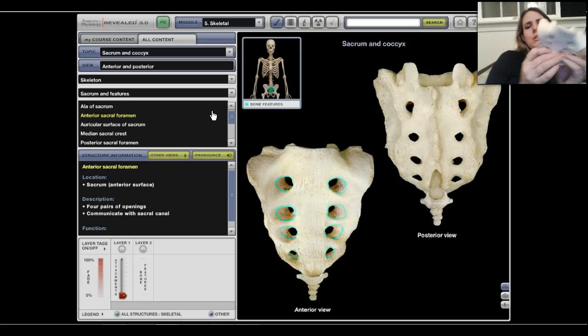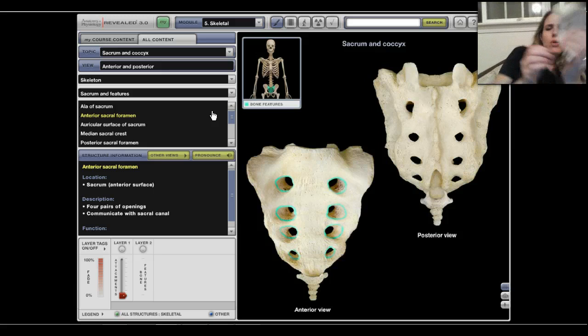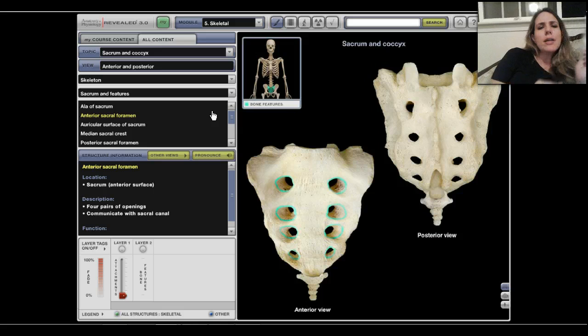Okay, flipping it over to the anterior side. So all these foramina here. Wow, look at those. Lots of holes, lots of nerves going through. On the anterior side, they're called anterior sacral foramen. Ha, pretty easy, right? Not hard. Guess what it's called if you put it on the posterior side?